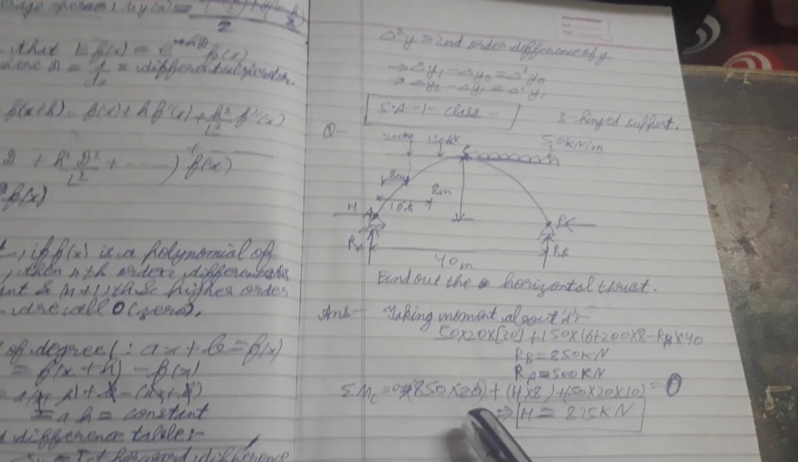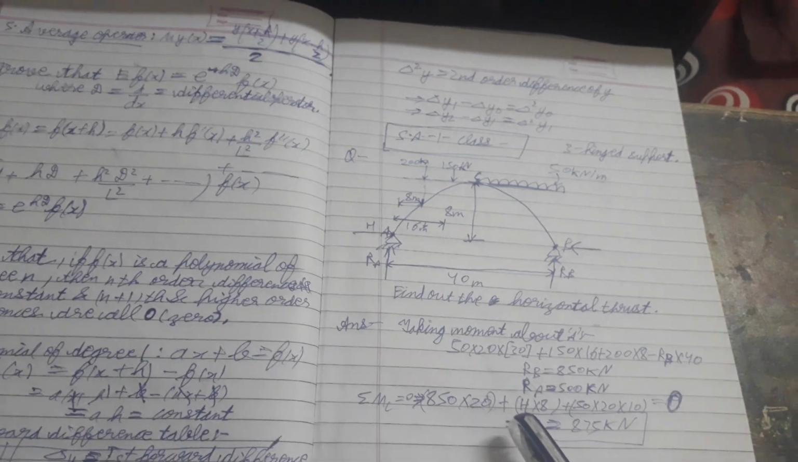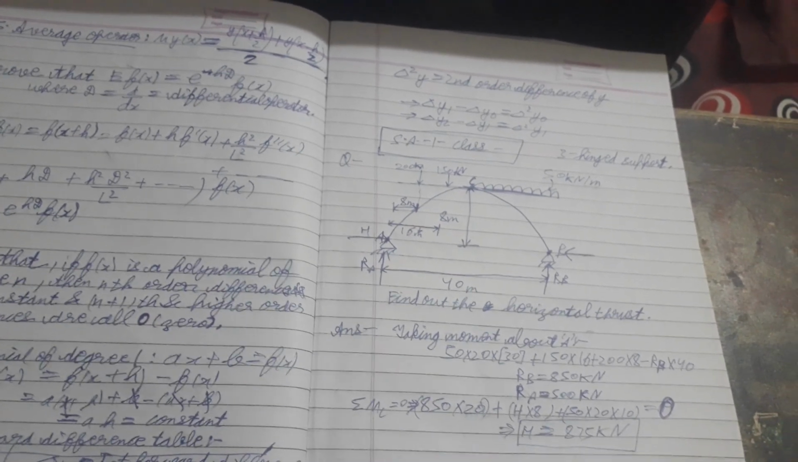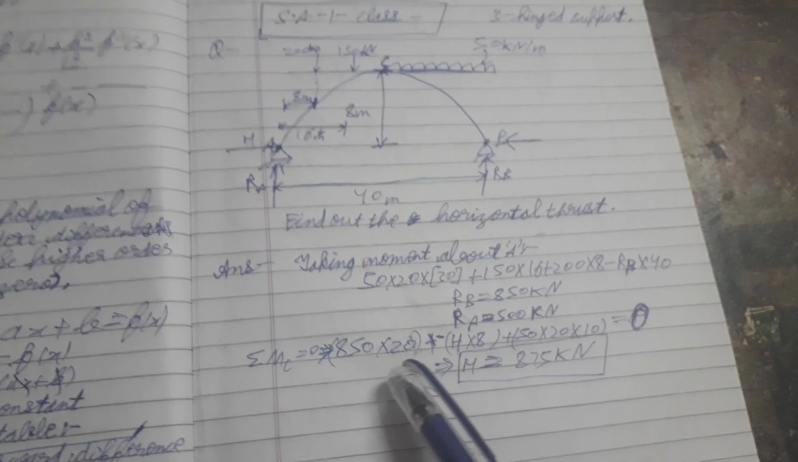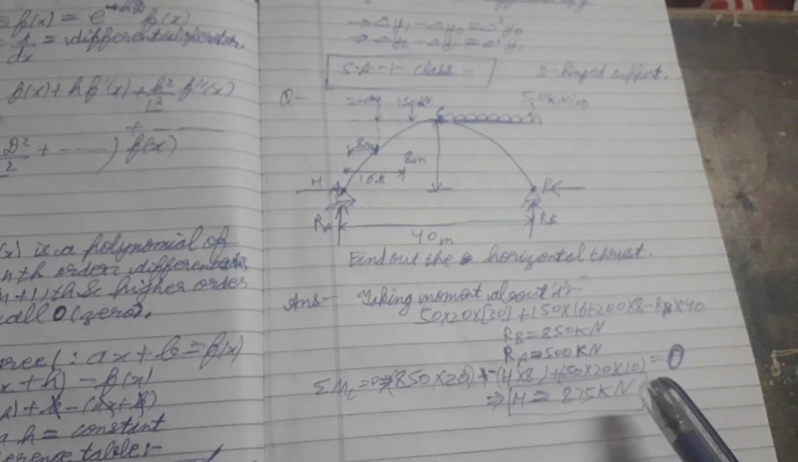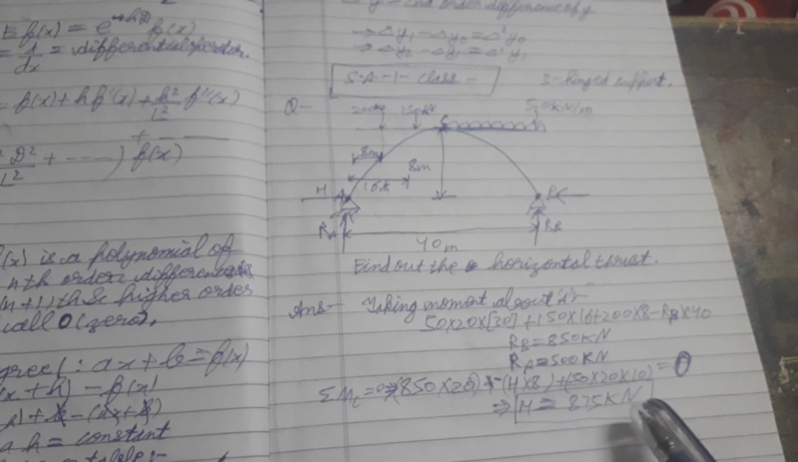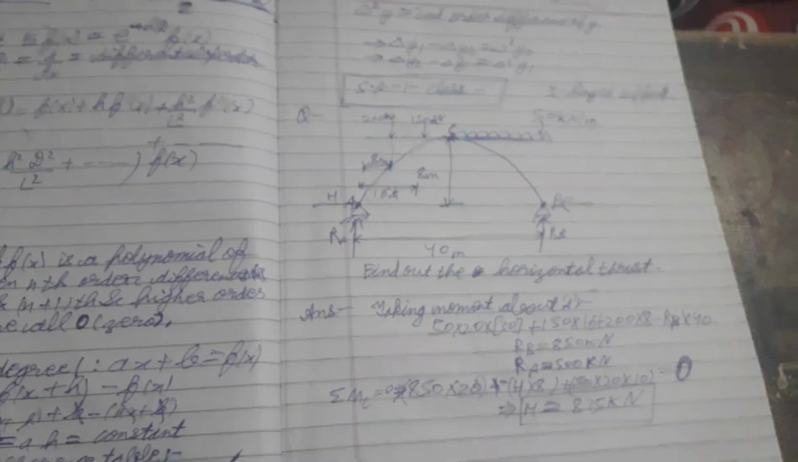Summation MC is equal to 0, which implies 850 into 20 minus H into 8 plus 50 into 20 into 10 is equal to 0. Implies H is equal to 875 kN.